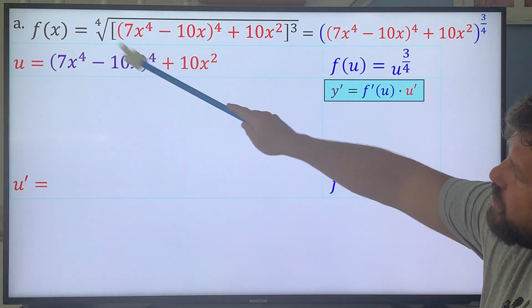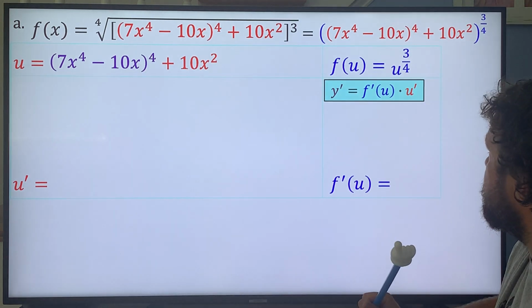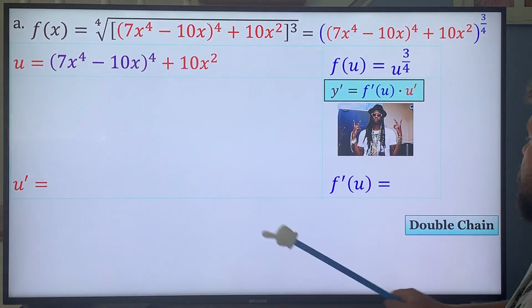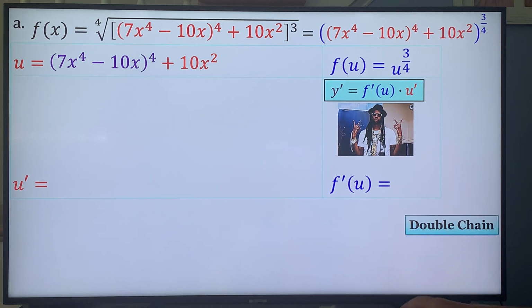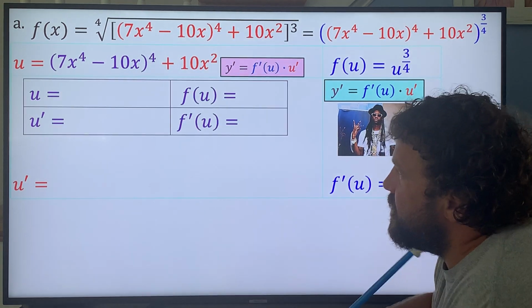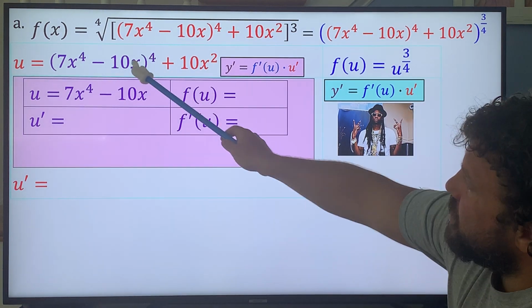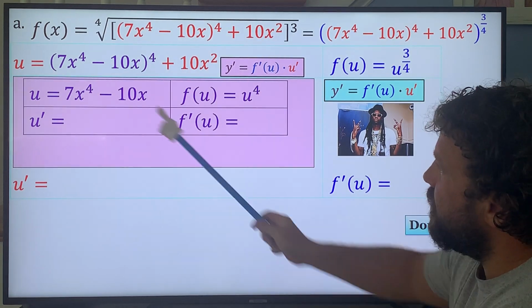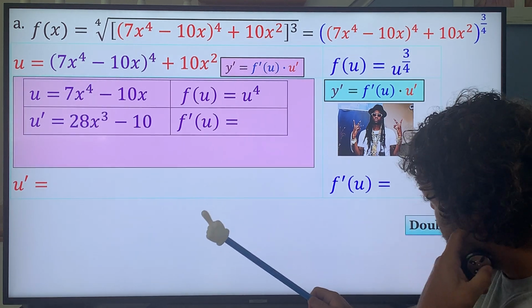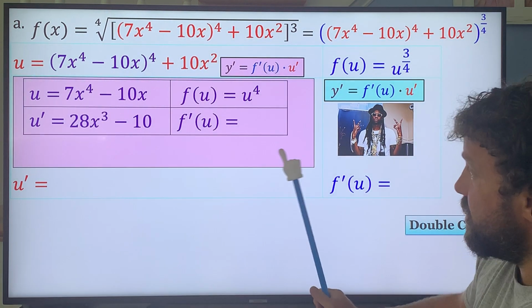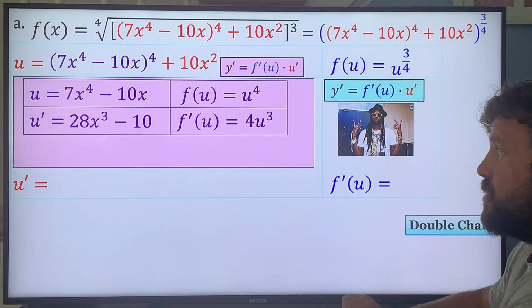We're going to need a chain rule to solve the 7x to the 4th part of this. There's my double chains. All right. U is 7x to the 4th minus 10x. F of u is u to the 4th power. 7 times 4x cubed minus 10 times 1 is 28x cubed minus 10. And this becomes 4x cubed.